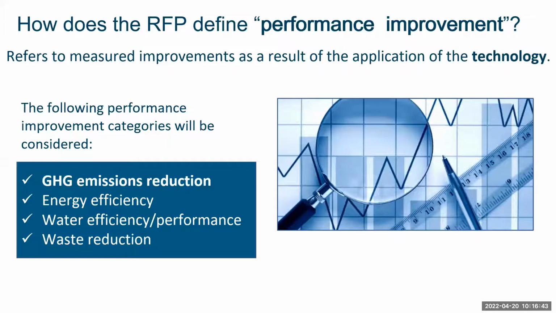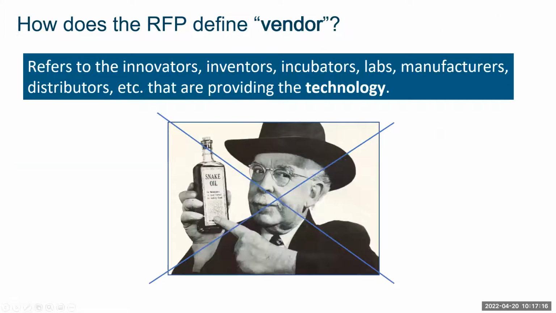So like I said, one of the biggest things we're looking for is something that reduces GHG emissions, and that can be through energy efficiency, it could be through fuel switching, it could be through electrification. Also, obviously we're looking for energy efficiency. We're looking for water use reduction, creating less wastewater, and also creating less solid waste. Next slide, please.